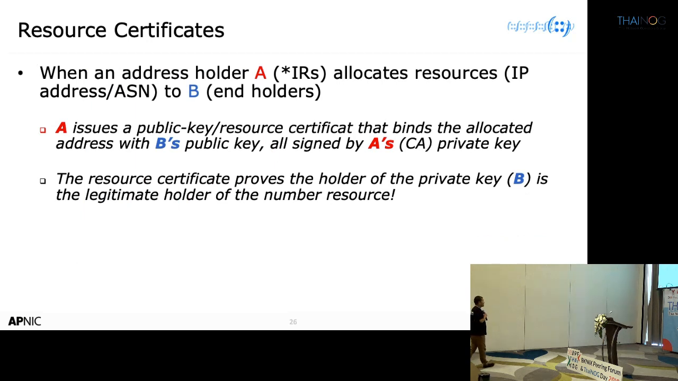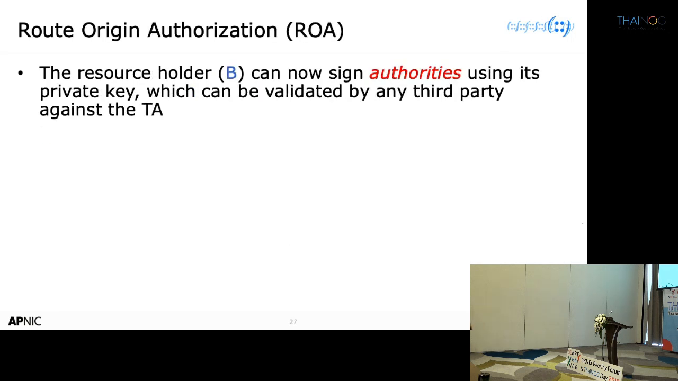Right? So the theory goes like, whenever some authority issues or delegates a resource, you have a resource certificate, which proves that whoever has that private key is the owner of that resource. Let me simplify it, right? Now that I have a digital certificate, I can go ahead and say, okay, this AS number is allowed to originate my prefix. It's as simple as that, right?